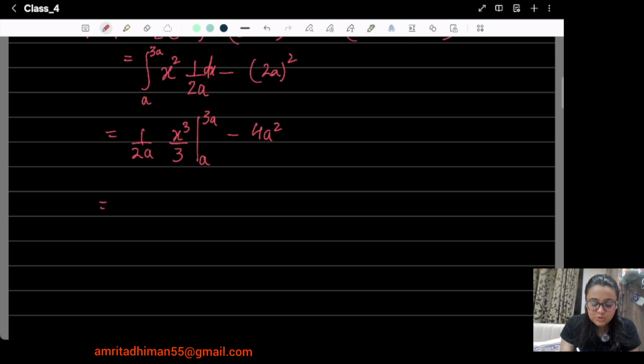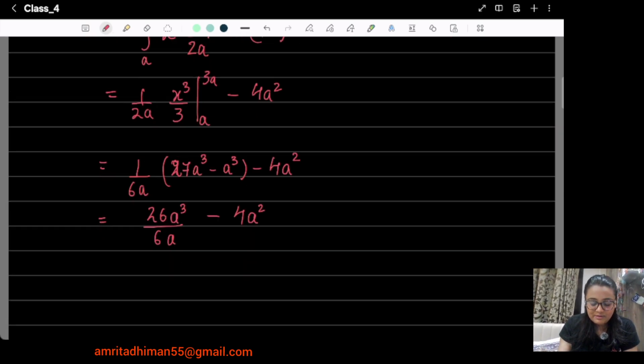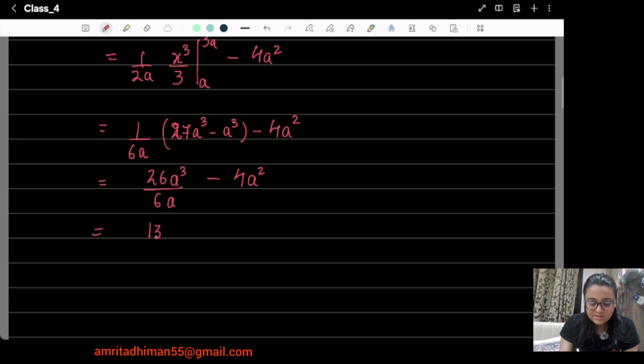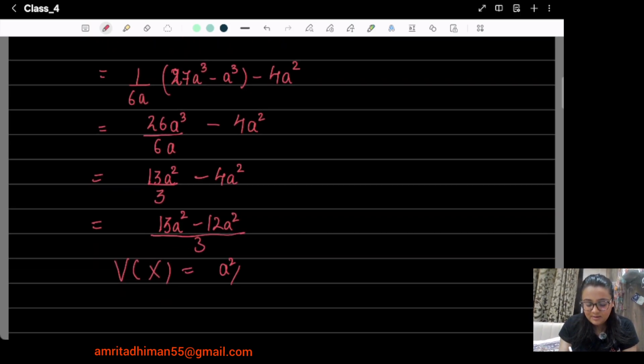So it is equal to 1 by 6a, and here we have 3 cube is 27, 27a cube minus a cube, minus 4a square, right? So it will be 26a cube by 6a minus 4a square. When we cancel out, it will be 13a square by 3 minus 4a square. So when we solve, we get 13a square minus 12a square by 3. That means the variance of x we are getting is a square by 3.